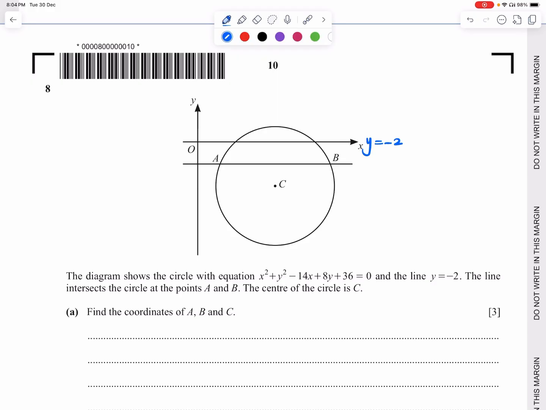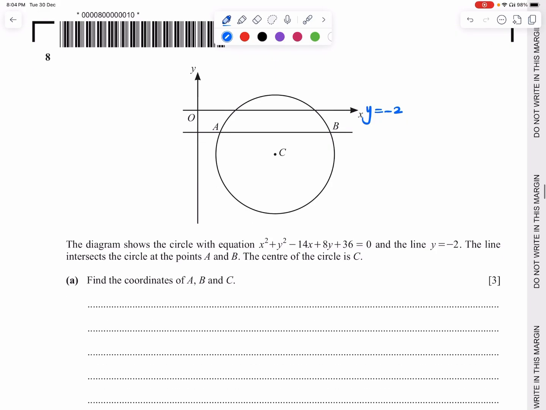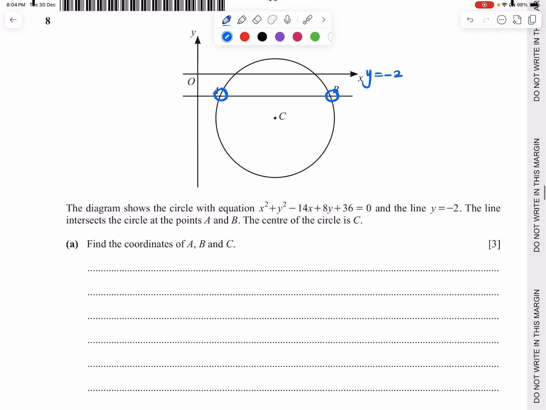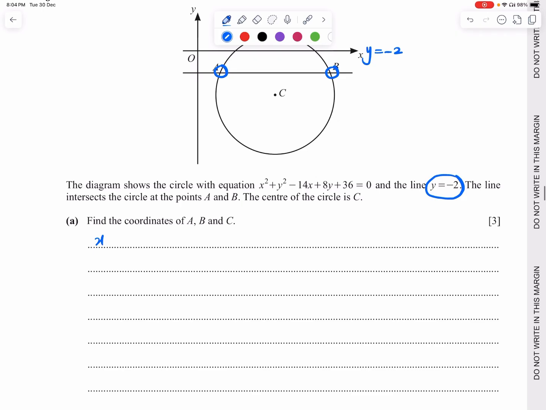Alright, first of all, let's deal with the line. Because I can see that these are points of intersection, I can input y is equal to negative 2 into this equation. That is going to be negative 2 whole square minus 14x plus 8 into negative 2 plus 36 is equal to 0. This leaves me with x squared minus 14x plus 24 is equal to 0.